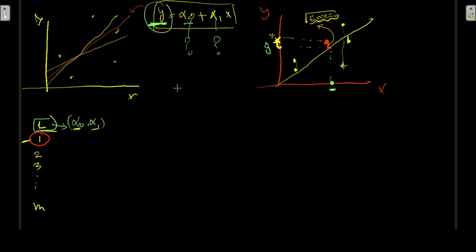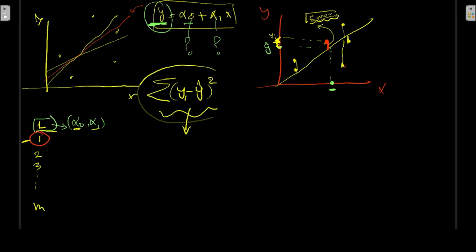Now, this error is only for one point, but imagine if I would have done this for every point. If I take every yi and subtract the y hat, square that term, and take the sum over all the points, what is this? This is called the residual error, where the i here goes from 1 all the way to n points.